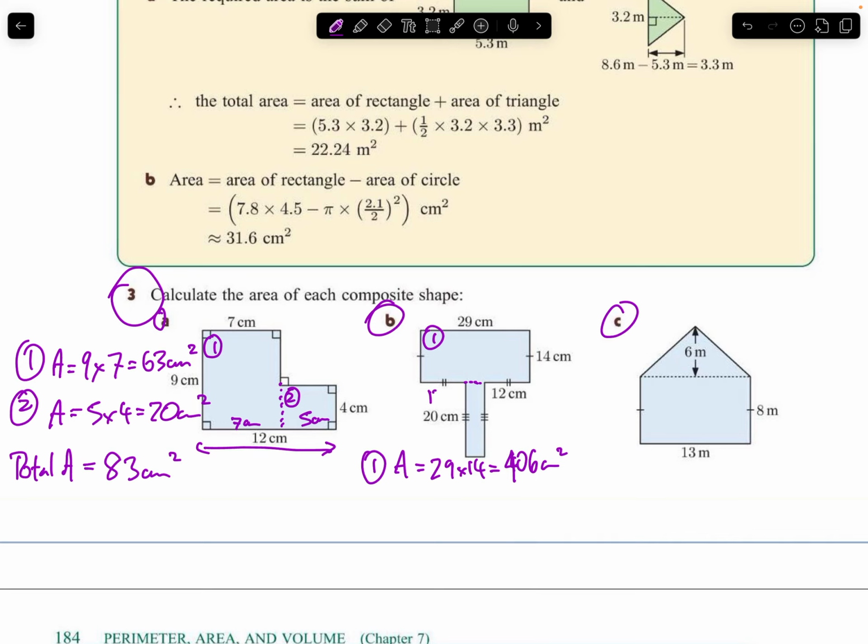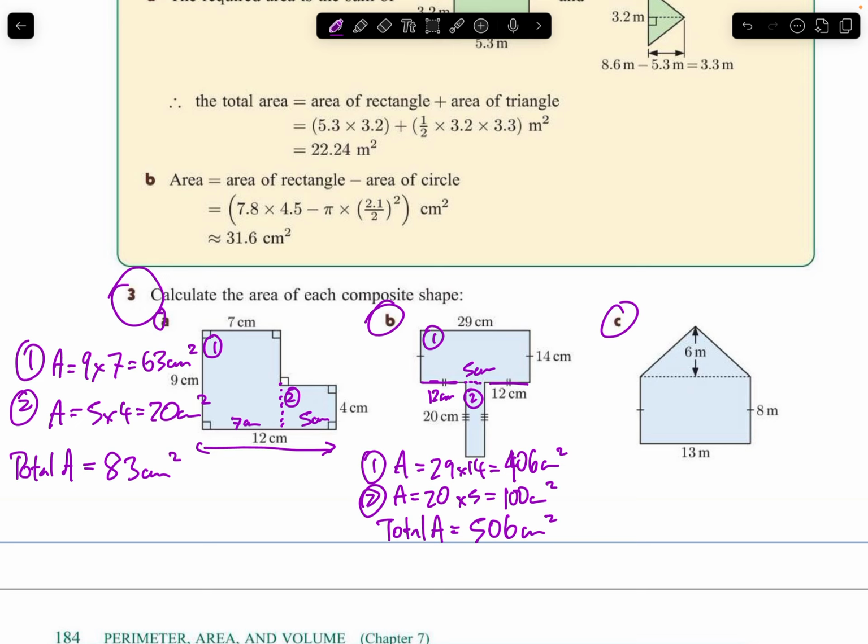The double dash is 12. So this side is 12, this side is 12. That's taken up 24 centimeters on the 2 sides. So this middle bit must be 5 centimeters. So this second rectangle, rectangle 2, area is 20 centimeters long, times by 5. 20 times 5 is 100 square centimeters. So total area is going to be 506 square centimeters.